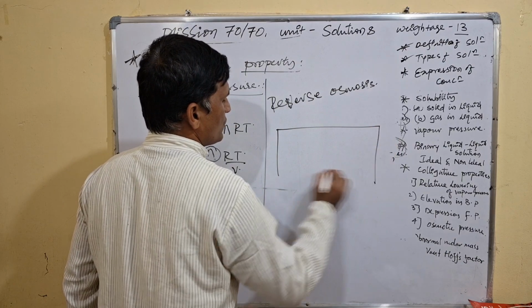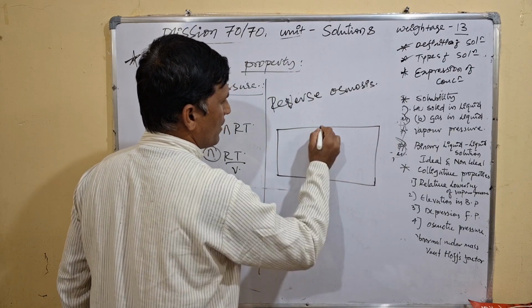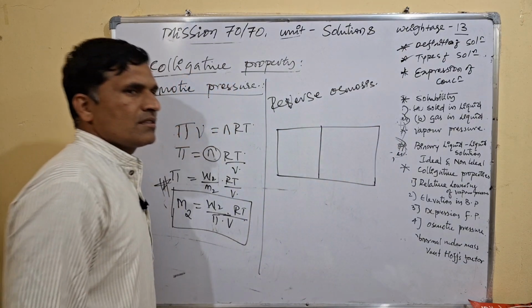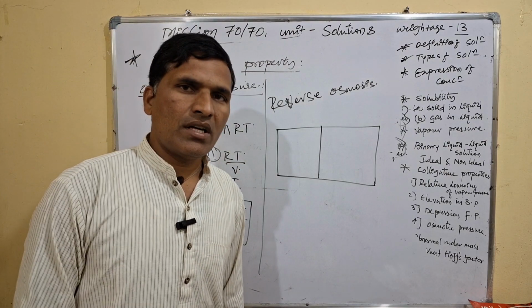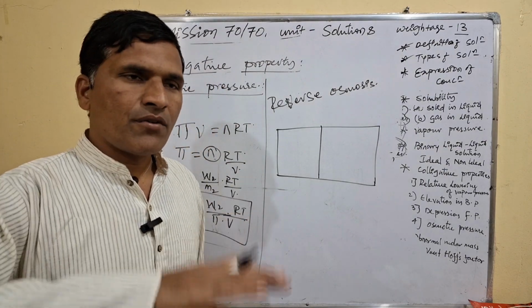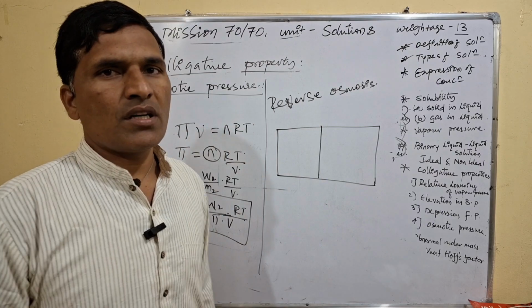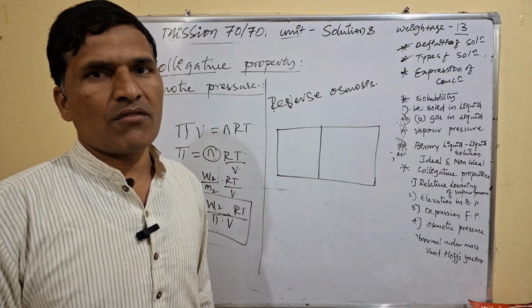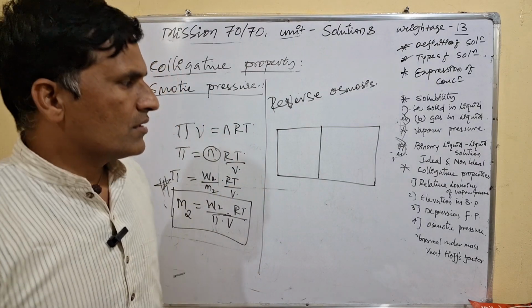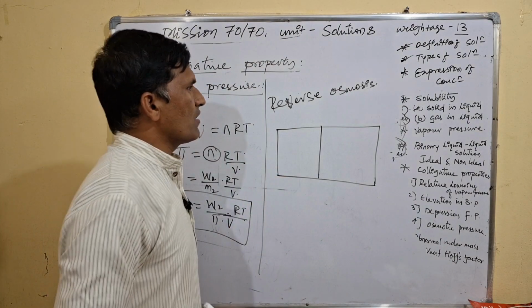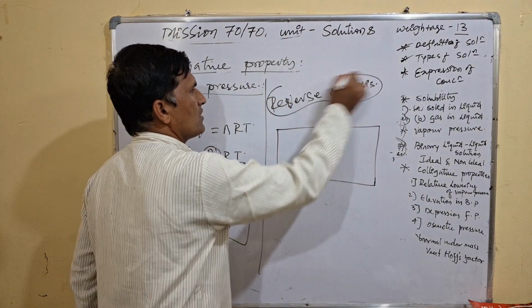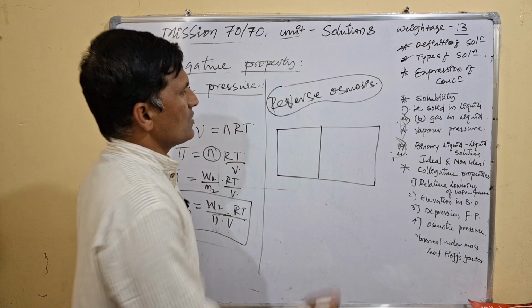So reverse osmosis is a technique which has been developed to purify salt water or concentrated water. Even if you take groundwater or sea water, if you want to get sweet water from that, then desalination of the water we can do by reverse osmosis. Reverse osmosis meaning is what?